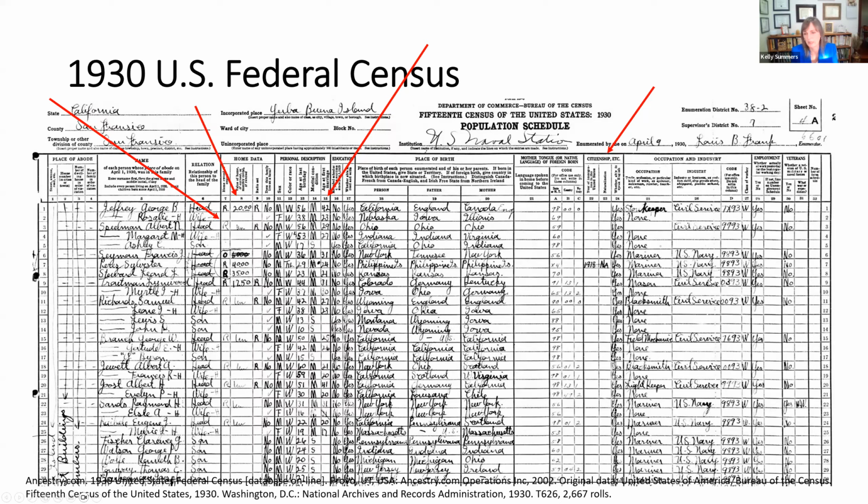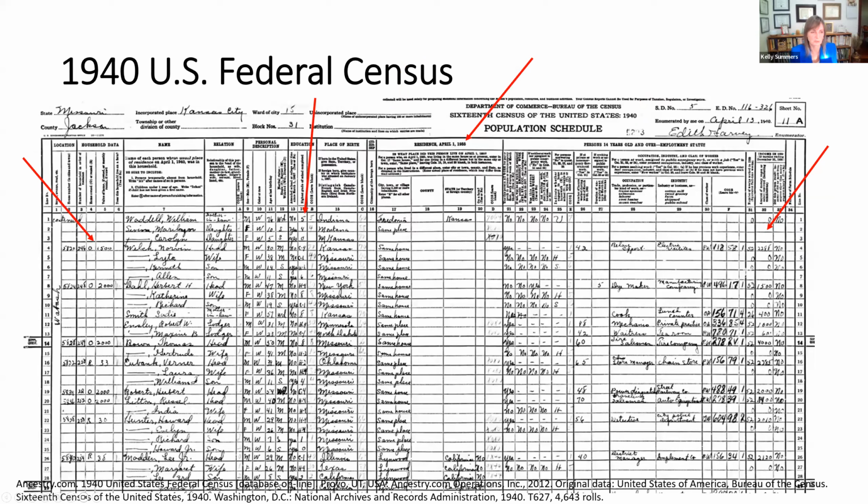And this particular page, it looks like we have a lot of sailors. And we do have that citizenship column again. Citizenship, that will lead you into other records like naturalization records.